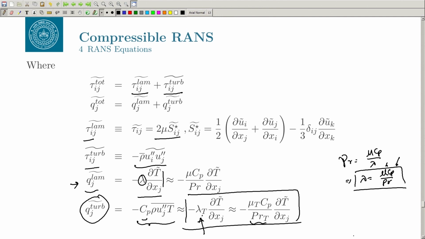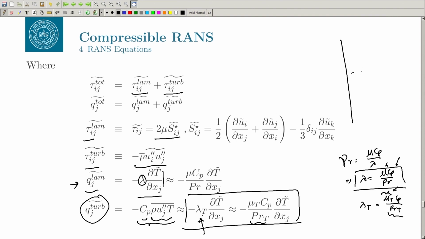We can use a similar analogy, because we are getting one additional term here, and we define another term which is lambda T. Okay, that will be mu T Cp by Pr T. Okay, this is now a turbulent Prandtl number, and mu T is basically the eddy viscosity or turbulent viscosity. So, I am jumping ahead a little bit, but I will get back to these terms again when we talk about the eddy viscosity model.